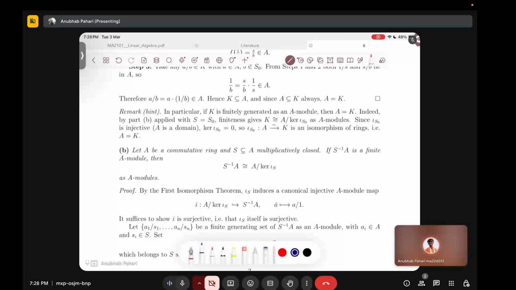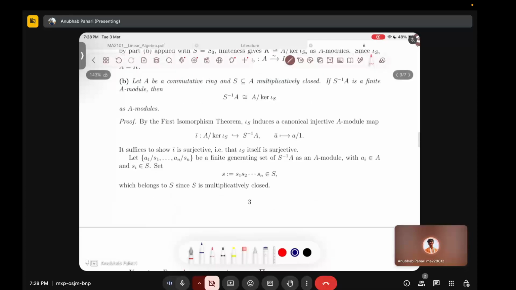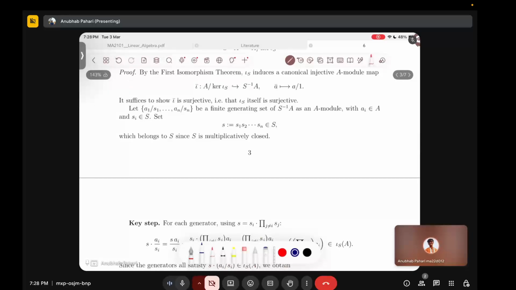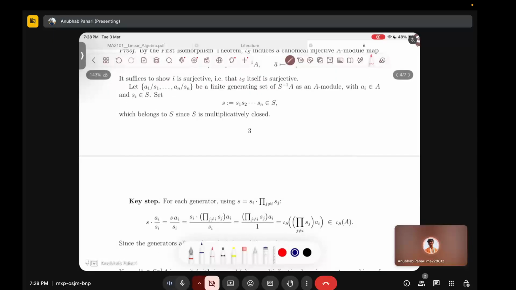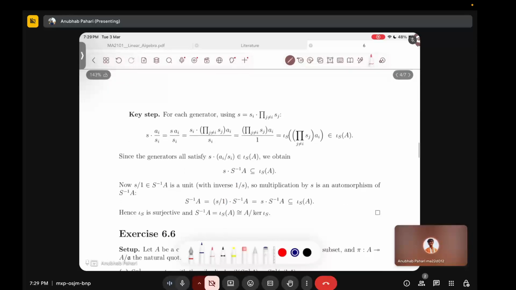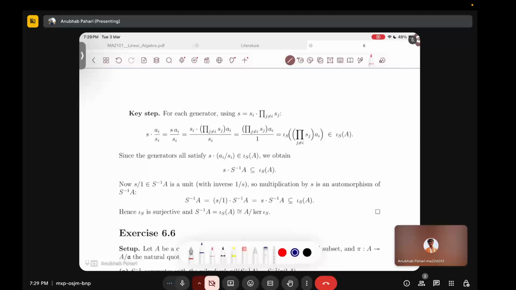Now let a1 by s1 up to an by sn be a finite generating set of S inverse A as an A module, with ai belongs to capital A and small si belongs to capital S, and set small s as s1 s2 up to sn, which belongs to capital S since S is multiplicatively closed. Now the key step is to note that for each generator, using s equals si times the product of sj where j is not equal to i, s dot ai by si equals s ai by si, which after a fairly simple calculation you can see should be i_S of this, which belongs to i_S of A.